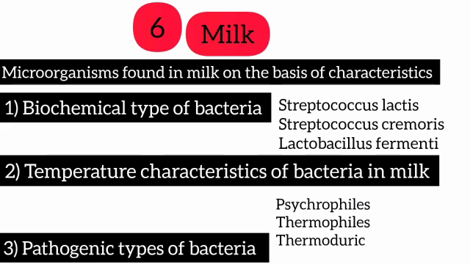So, I will discuss the microorganisms found in milk on the basis of their major characteristics, namely biochemical types, temperature response, and ability to cause infection and disease. First, biochemical type of bacteria in milk. Streptococcus lactis and Streptococcus cremoris are the two important fermentative bacterial species in milk and milk products. These species, along with Lactobacillus fermenti, cause so-called normal fermentation of milk.